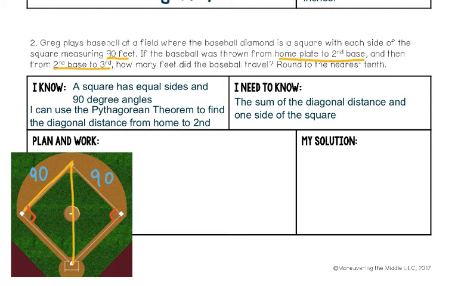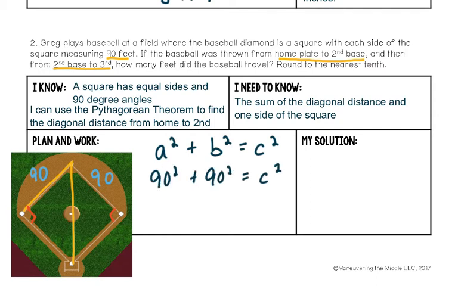Since I know I'm using the Pythagorean theorem, I want to go ahead and write that out. A squared plus b squared equals c squared, where a and b are legs of the right triangle. The legs make the 90-degree angle. So in this case, 90 and 90 are my legs. So I'll substitute those values. You should have 90 squared plus 90 squared equals c squared, and then I can simplify. You should get 16,200 equals c squared.